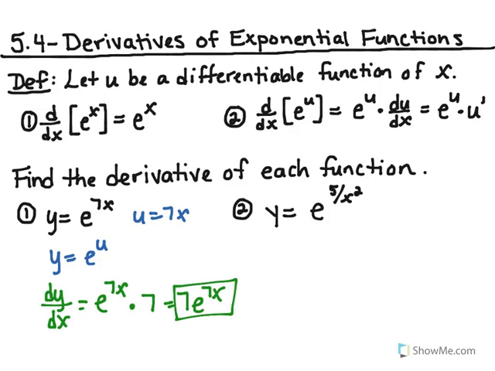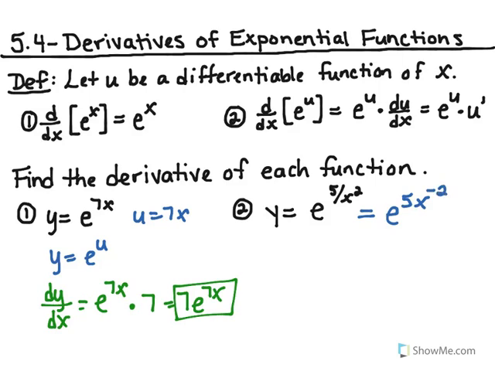All right, let's take a look at the second one. We have y equals e to the 5 over x squared. First thing I'm going to do is rewrite that. When I look at 5 over x squared, if I wanted to do the derivative of that the way it's written now, I'd have to use the quotient rule, which we all know you want to avoid, if possible. So, this is the same as e to the 5x to the negative 2.